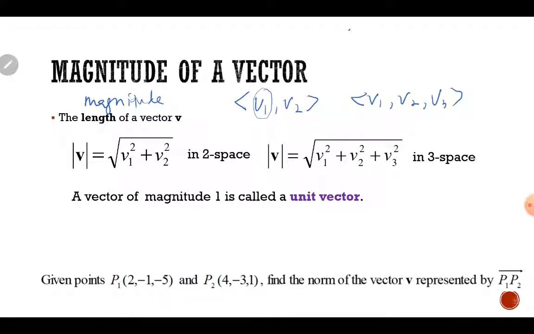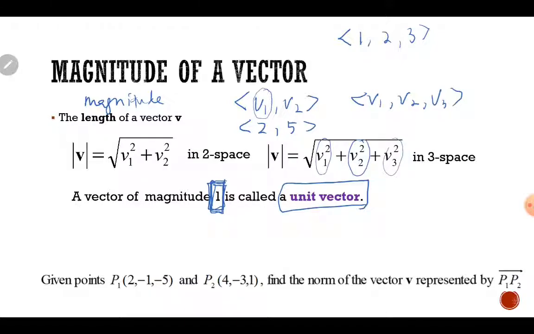Macam tadi kan, saya dapat 1, 2, 3 kan, for example. So, maknanya 1 square tambah 2 square tambah 3 square, square root. So, you will get the magnitude of the vector. Kalau the vector is only in 2 space, katakanlah kat sini 2, 5 lah for example, dia punya magnitude is 2 square tambah 5 square, everything square root. And a vector, kalau dia punya magnitude is only 1, dia punya size, then we call it as a unit vector.